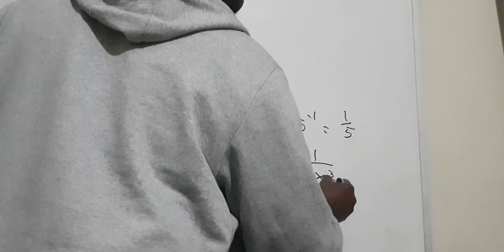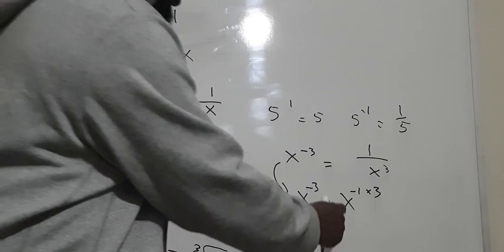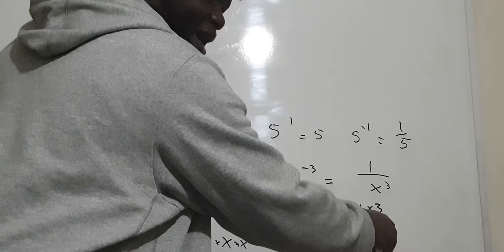The other way. Times 3. Because minus 1 times 3 is minus 3. Then this actually means x to the power 1 over, multiplied by minus 3. The power 3 in it.